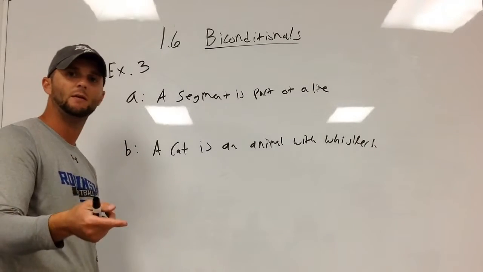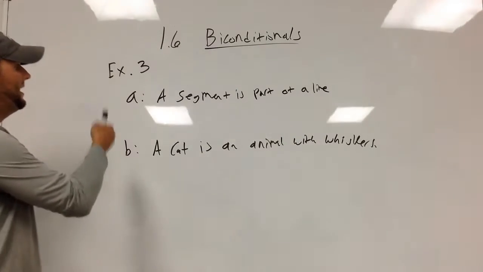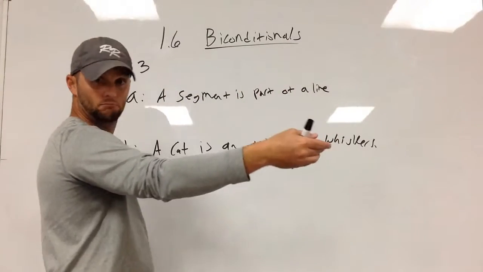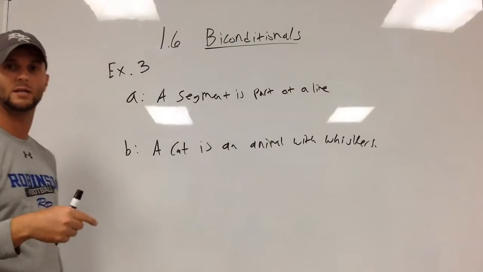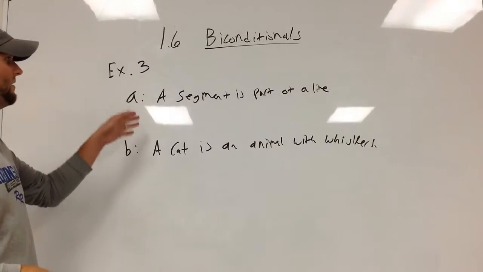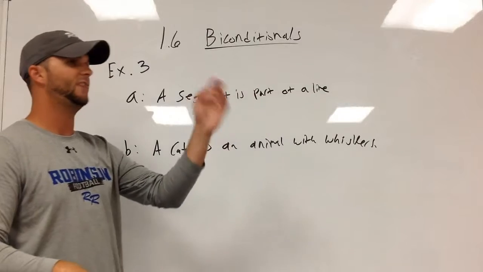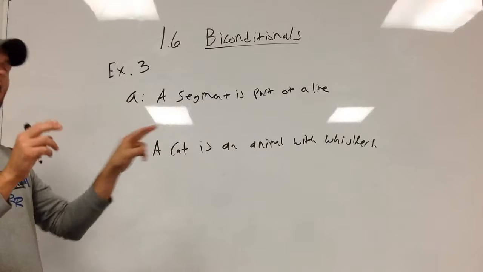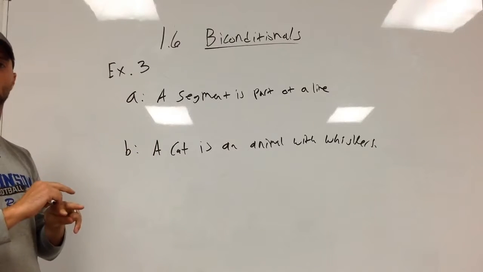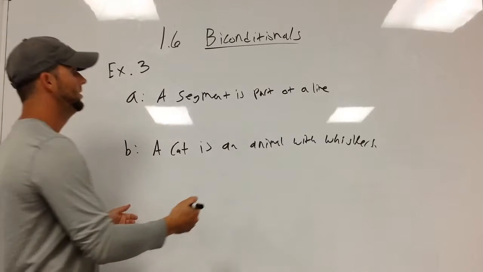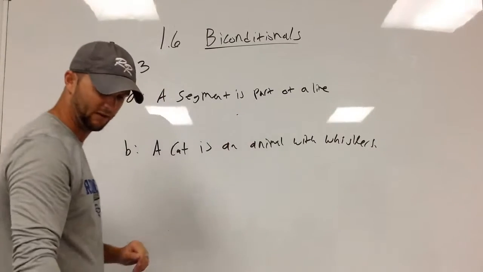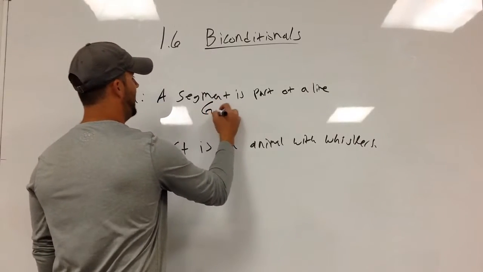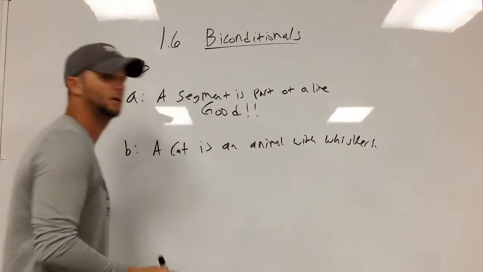So let's think of the conditional statement. If I have a segment, then it is part of a line. That's true. So let's flip it. If you have a part of a line, then it is a segment. So the conditional and the converse would both be true. Then that would make it a biconditional. So then this is going to be a good definition. On this one, it just wants you to tell if it's a good definition, so on A we're going to put good, because it is a good definition.